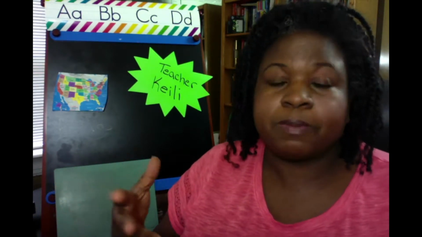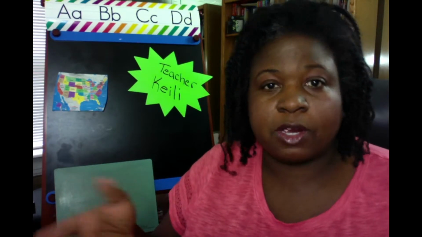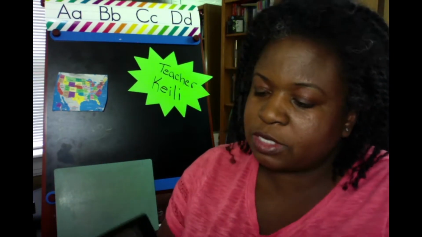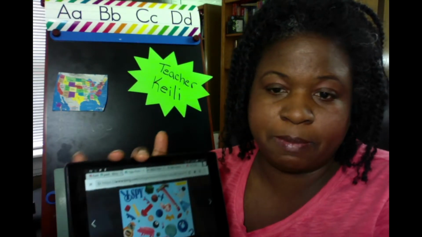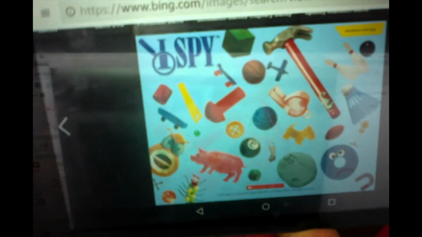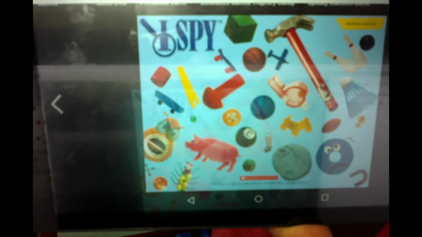But you could also, depending on your student, introduce some new vocabulary and say, I spy. So this is an example. You can find I spy on a tablet and show the student, I spy something yellow.